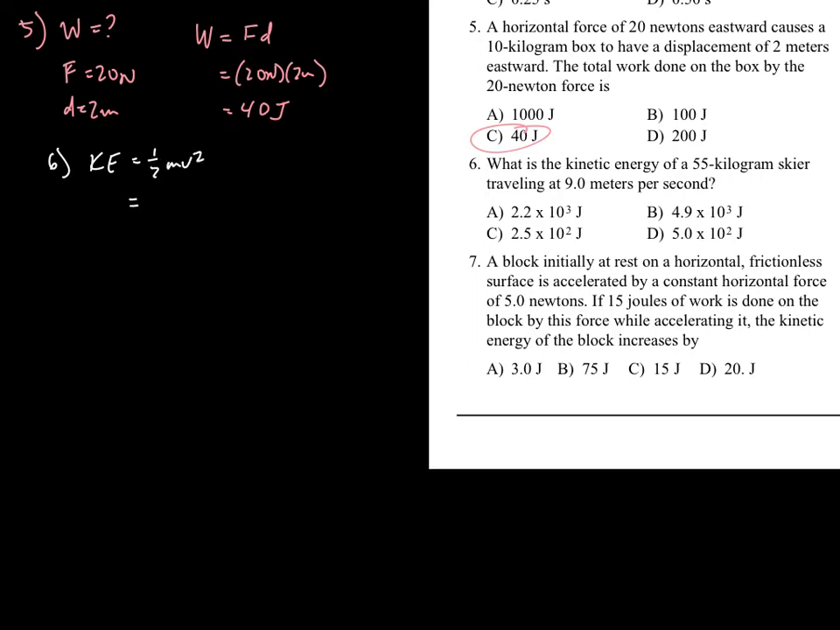of that skier? He has a mass of 55 kilograms, traveling at a velocity of 9 meters per second. Don't forget to square that. So 81 times 55 times half. Okay. And you should get 2,227.5 joules. That's as close to choice A, 2,200.